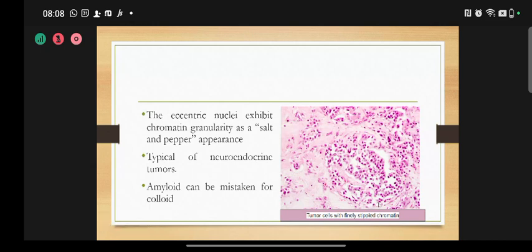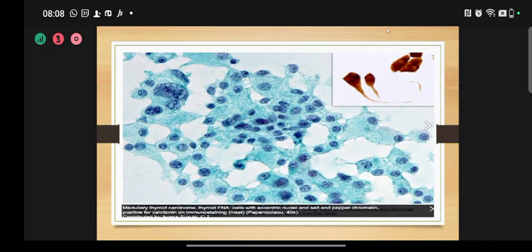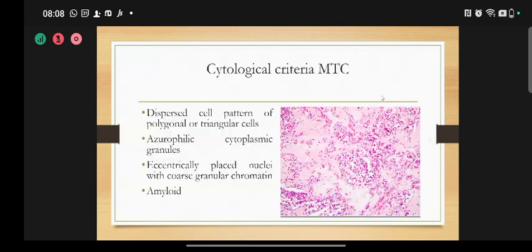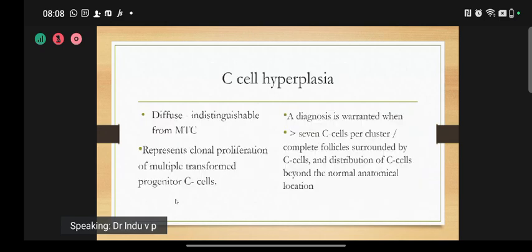Image showing finely stippled chromatin. This image shows an eccentrically placed nucleus with salt and pepper chromatin, and the inset picture shows immunohistochemistry, positive for calcitonin. So the cytology criteria for medullary thyroid cancer are the dispersed cell pattern, azurophilic cytoplasmic granules, eccentrically placed nucleus, and presence of amyloid.